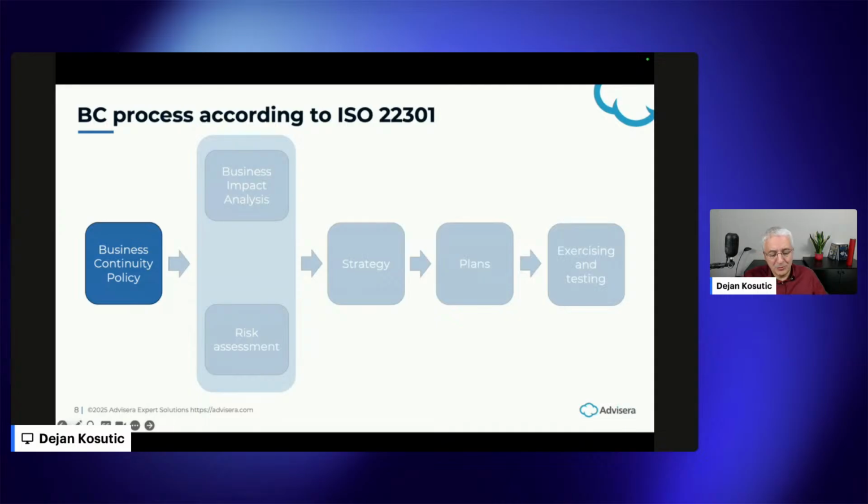So we are now switching to 22301 methodology just to show you how the whole thing works. Basically, there are 5 core elements of business continuity according to 22301. The first one is this business continuity policy, which you actually have to write in order to define the main rules on how you will manage business continuity in your company. And by the way, business continuity policy is also mandatory according to DORA. NIS2 does not mention it, but DORA does.